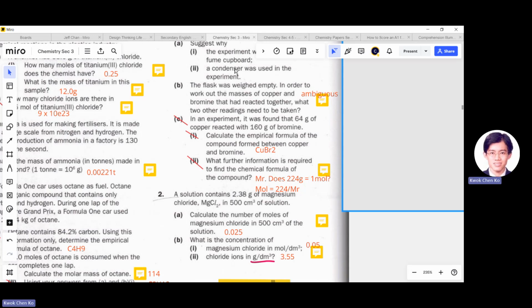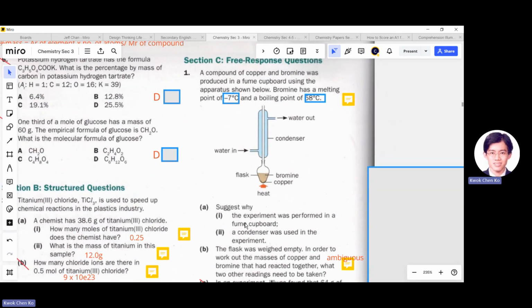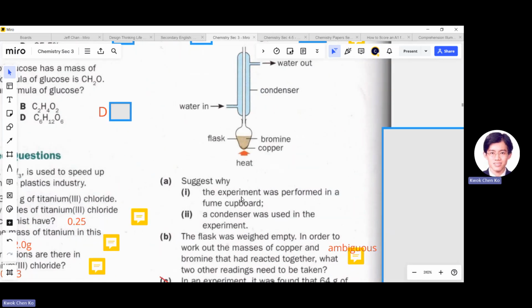Now, let's take a look at this section C1A. Why the experiment was performed in a fume cupboard. First thing, can I assume you all know what is a fume cupboard? Fume hood? No? Yes. It's a big cabinet, and then you perform experiments inside. Basically, the air is sucked up of the cupboard. It's basically sucked up all the way to the top of the building.